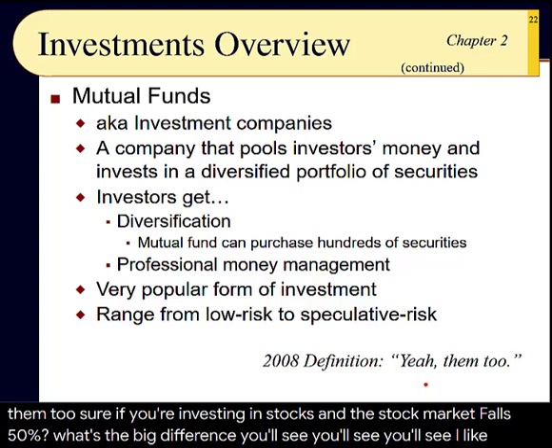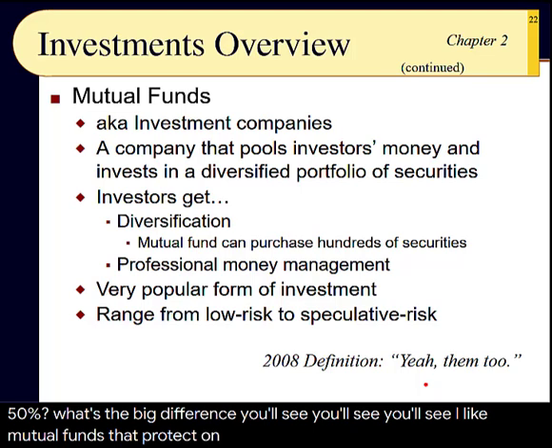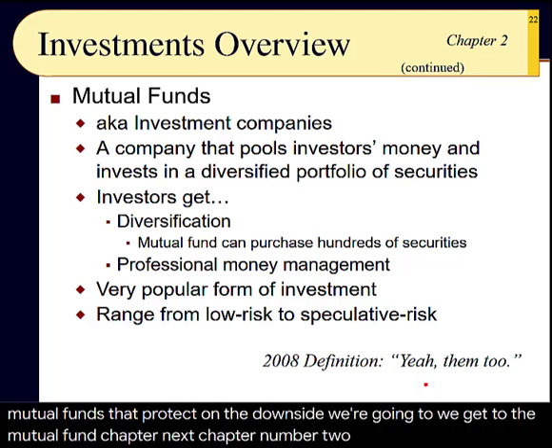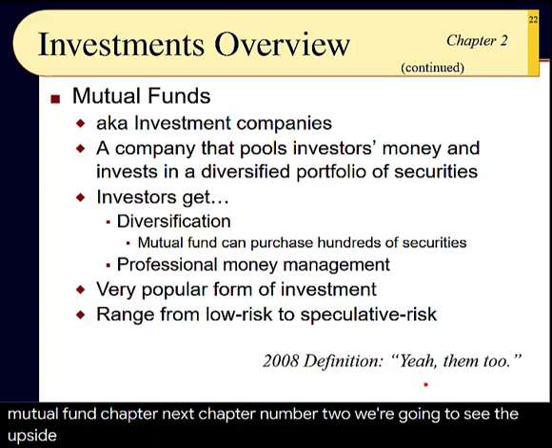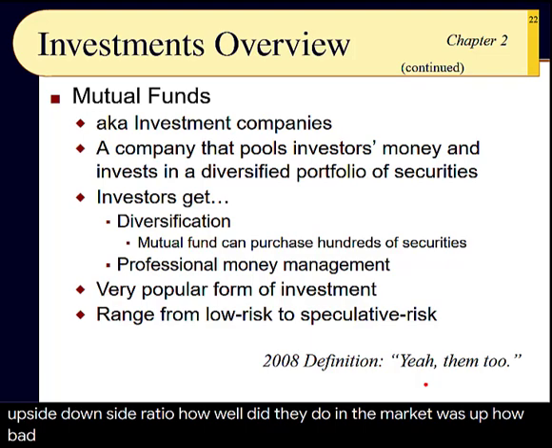I like mutual funds that protect on the downside. When we get to the mutual fund chapter, chapter number 2, we're going to see the upside downside ratio. How well did they do when the market goes up? How badly did they do when the market goes down?